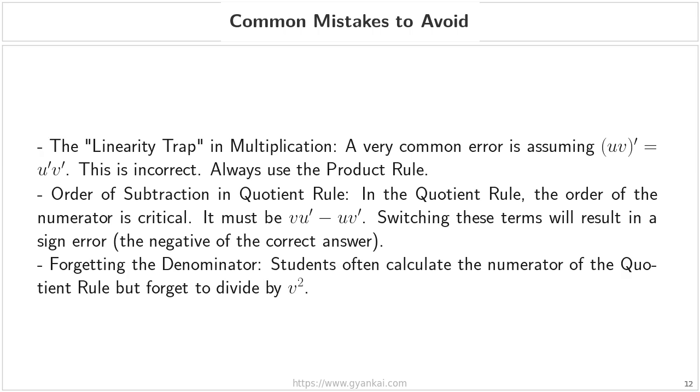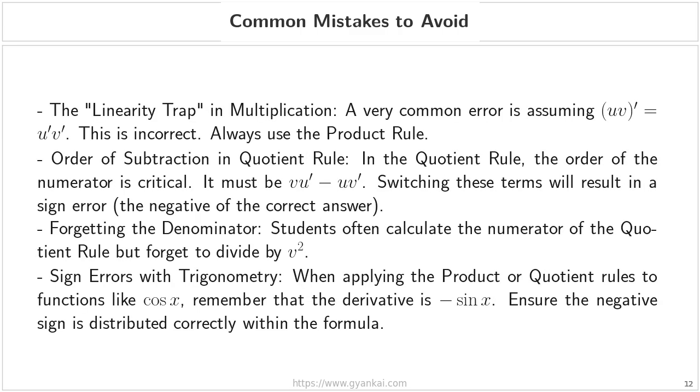Another frequent error is simply forgetting the denominator. It is quite common for students to spend a lot of time calculating the complex numerator of the quotient rule, only to forget to divide the entire result by v squared. Remember, the derivative is not complete until that denominator is in place.